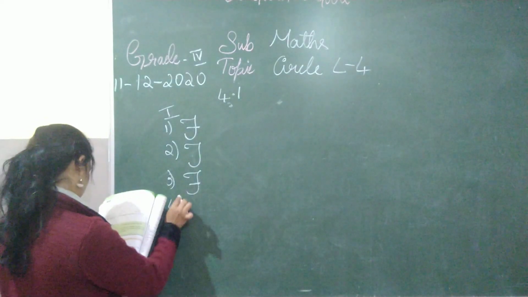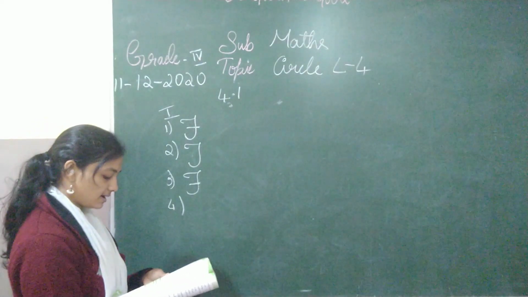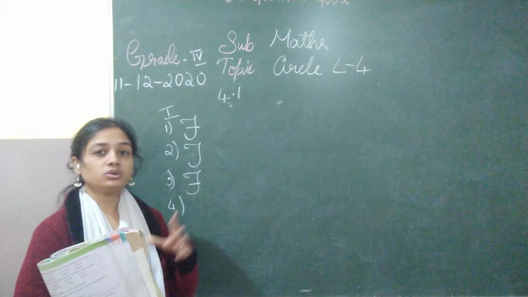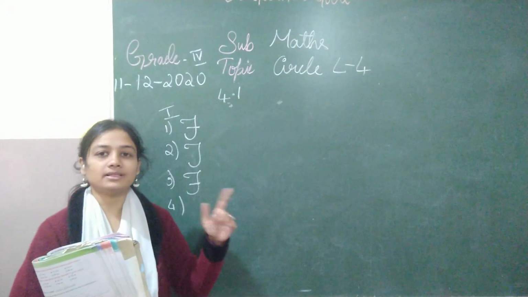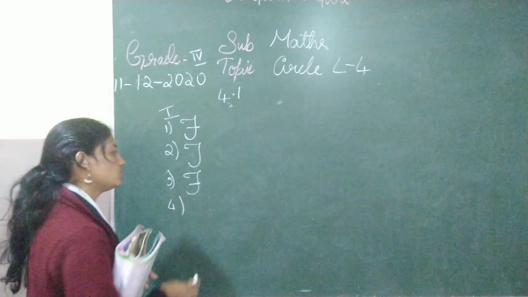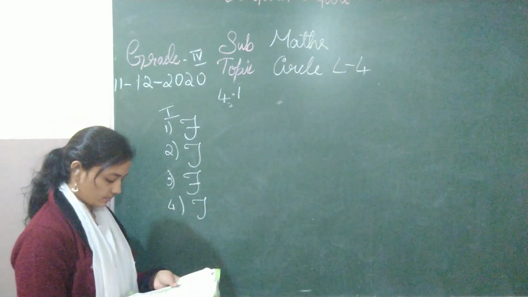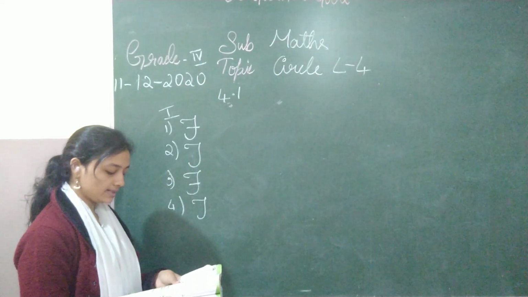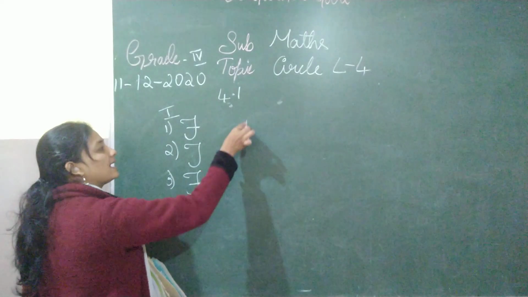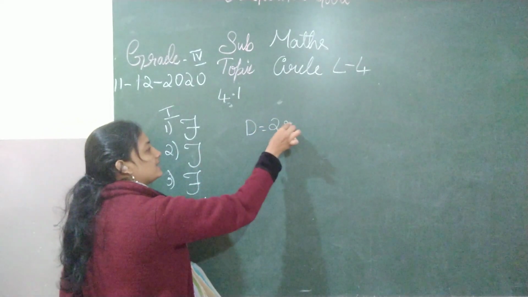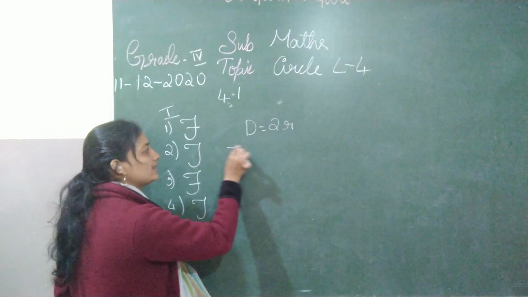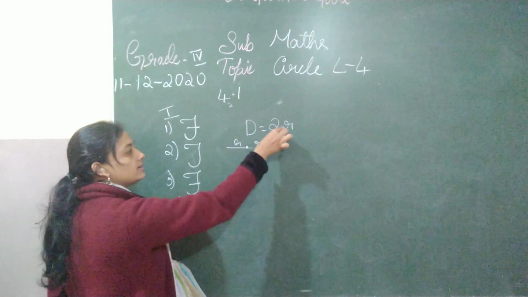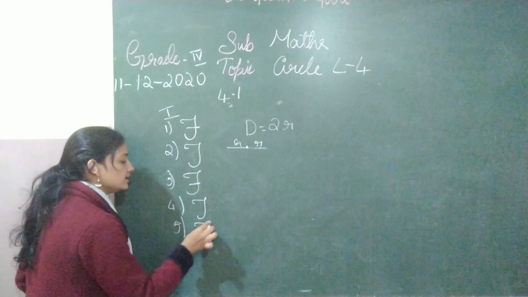Fourth one. Radii of the same circle are equal. Yes, if you draw two equal circles, the same circle, then the radius will also be the same. So the fourth one is true. Fifth one. The diameter of the circle is twice its radius. That is, diameter is 2 times the radius. Yes, children, if one diameter is drawn, in that you have 2 radii. That is what is written. So the fifth one is true.